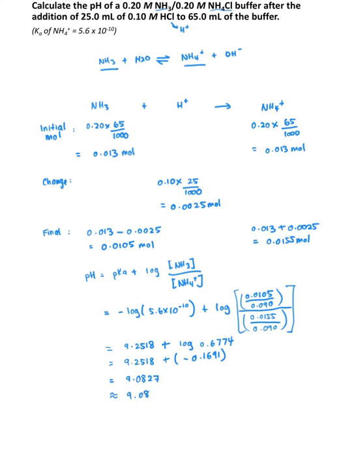Okay, now you have your final answer, which is pH 9.08. This is slightly different from the McGraw-Hill answer because for their answer, they did some rounding in their intermediate steps, whereas for me, I left the rounding to the last step to do.